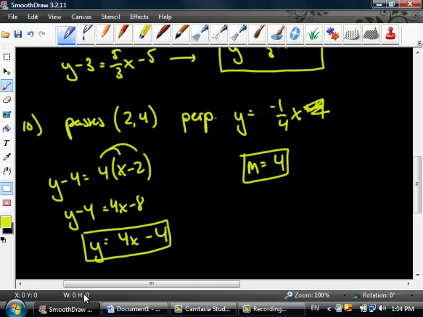Okay, scale of 1 to 3. 1 being easy, 2 being medium, 3 being hard. Where are you at with this whole material? Okay. Clear off your desks, except for a sheet of paper and a pencil, please.